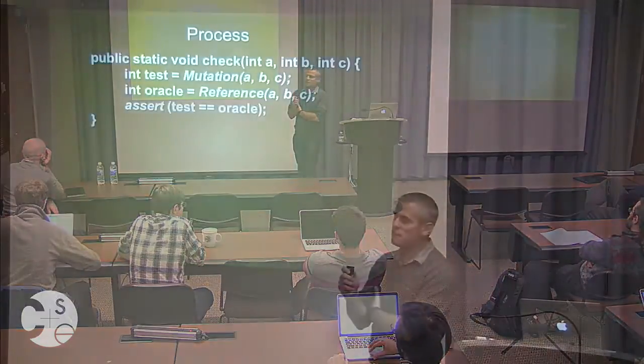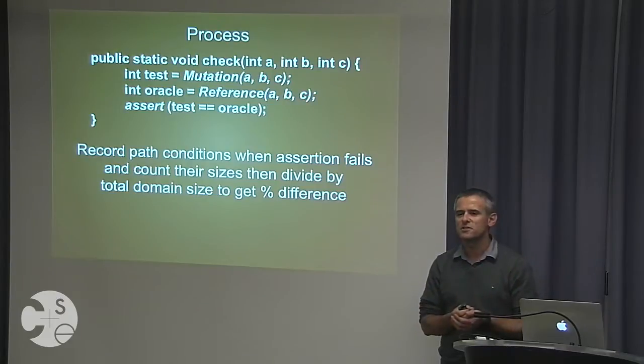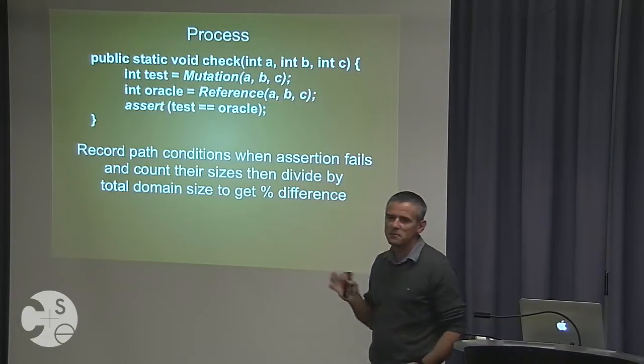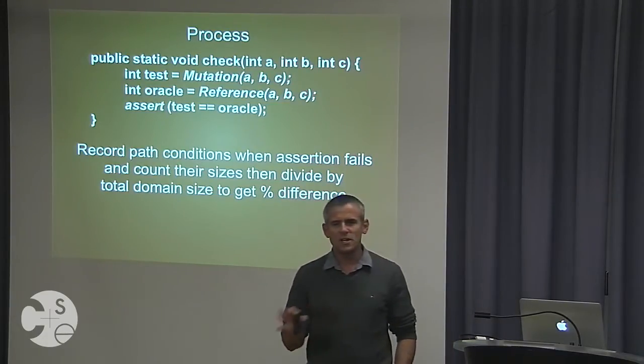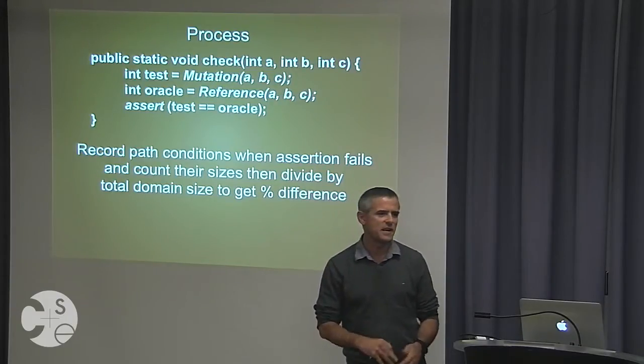Okay? And for every path condition on which it does not give the same answer, I basically just count how many solutions there are, add it up, divide by the total domain size, and that gives me the percentage difference. The reason why this works is that in symbolic execution, all paths are by definition independent, so you can just add them up at the end.